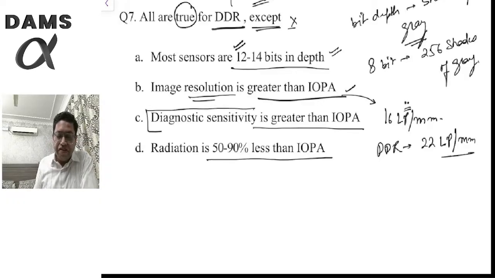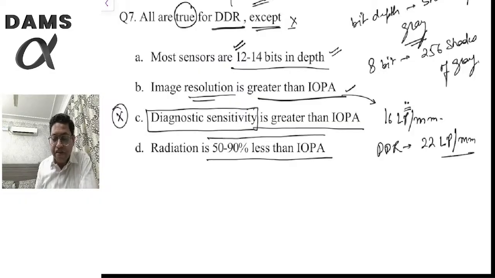Diagnostic sensitivity does not directly relate to the resolution capacity. Although with RVG the image resolution is better, the processing of the image is faster, and we get an immediate image displayed onto the computer screen, that does not mean that it is better in diagnosing a clinical condition through radiographs as compared to IOPA. In fact, some of the well-processed D and E speed films, conventional radiographic films which have been processed in standard conditions, have better diagnostic sensitivity as compared to RVG. So this option C is not correct.